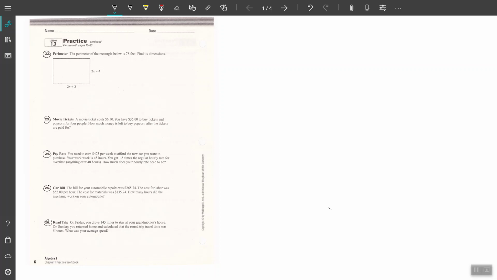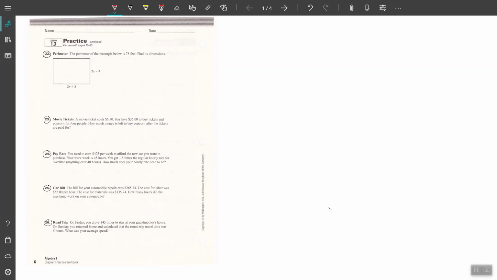Okay, well in this lesson we practiced solving for variables in our algebraic equations, and so now we're going to move forward and work on some word problems that relate to solving for different variables in an algebraic expression. In number 22, this perimeter problem up here, they ask you to find the dimensions for that rectangle.